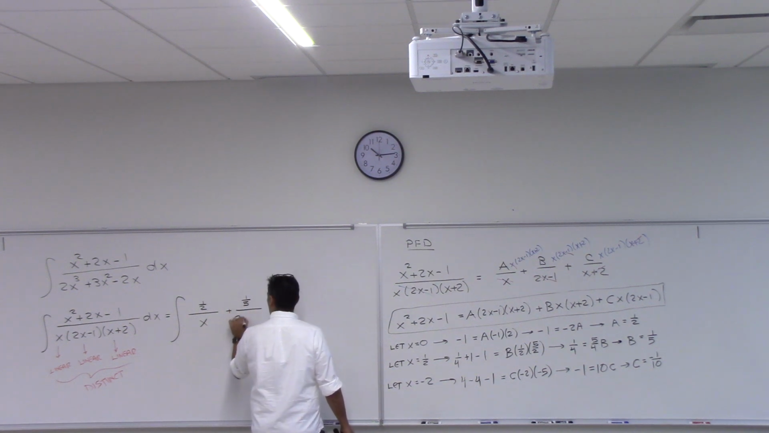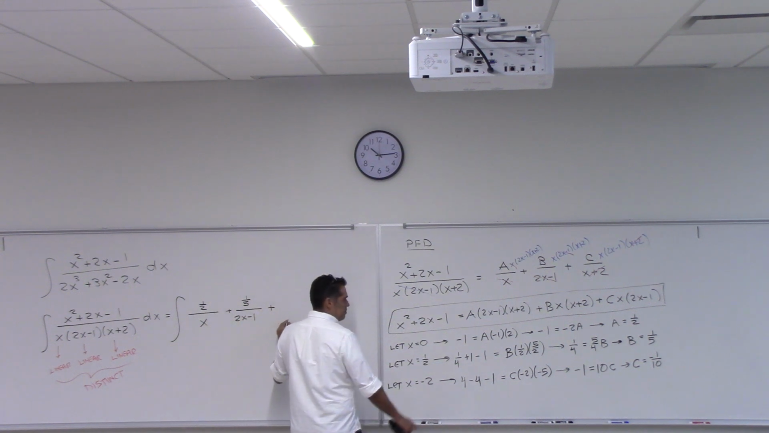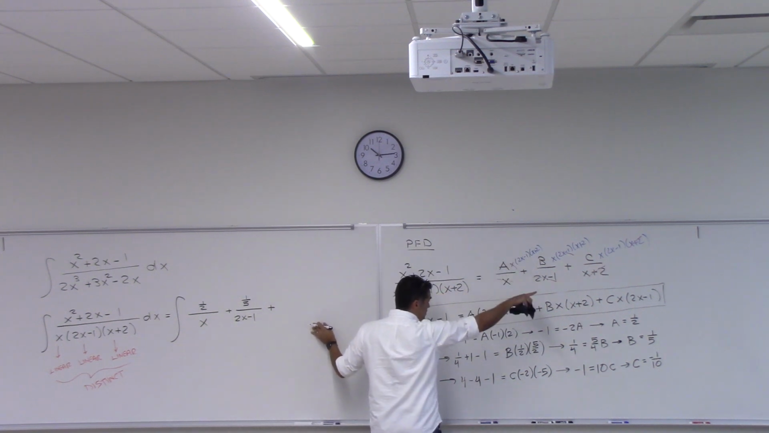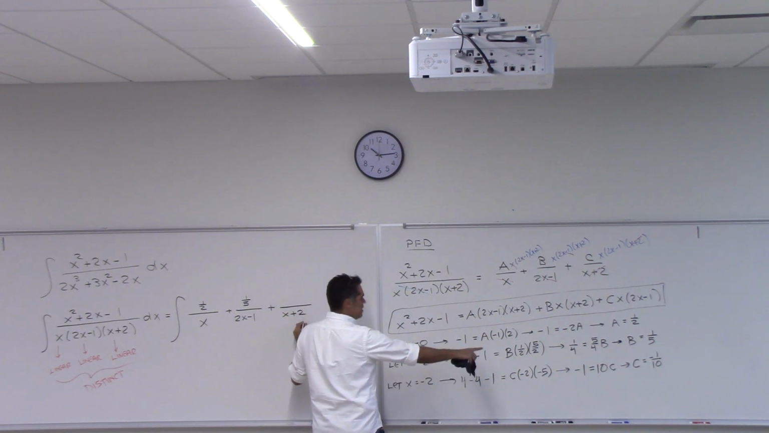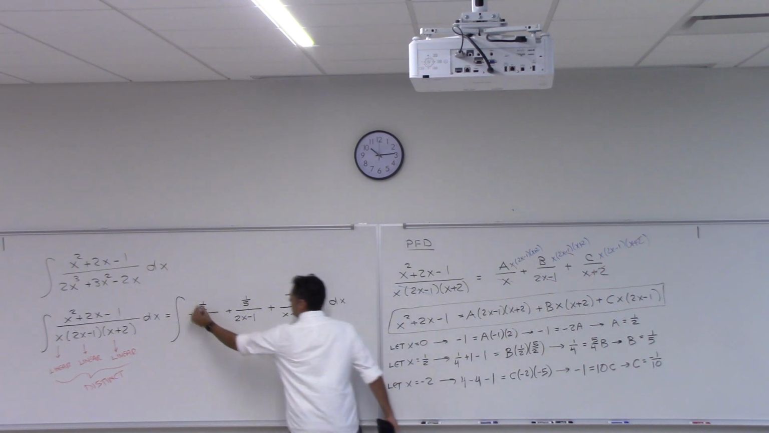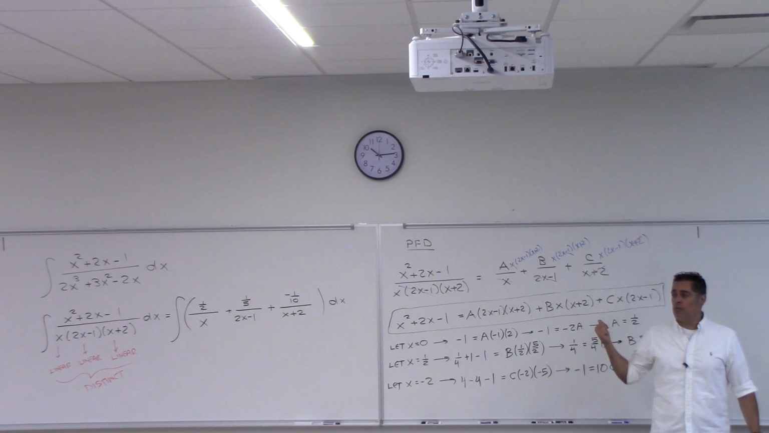Just make sure you get these on top of the right thing. You have to pay attention to where they're placed, and what the A is over, what the B is over, what the C is over. That's important, right? So x plus 2, and then C was negative 1/10 dx, like that. And the whole idea is that this should be doable, right? We should be able to get this.